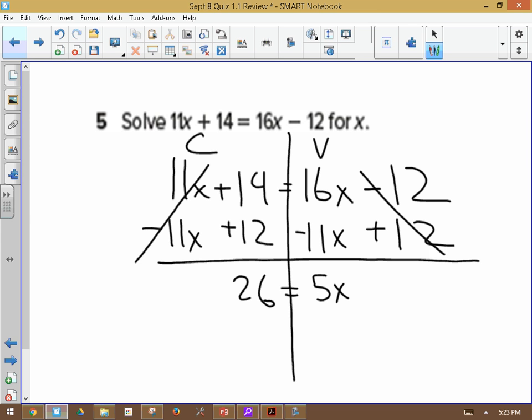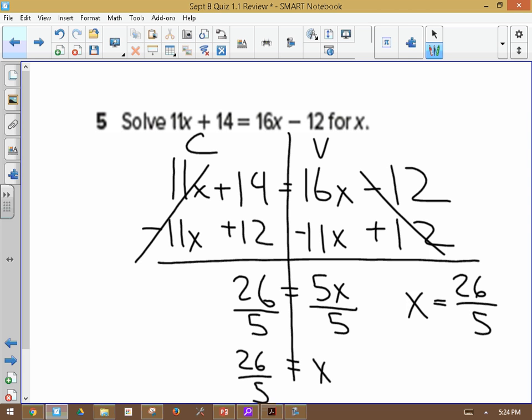Looking at the variable side, I still have a 5 that doesn't belong there because I want nothing but variables on my variable side. Since the 5 is being multiplied, we're going to use the multiplicative inverse. Divide by 5. What we do on one side, we do on the other. And it's probably the best way to leave the answer. It's not really a simpler way to write that. So our final answer is x equals 26 over 5.